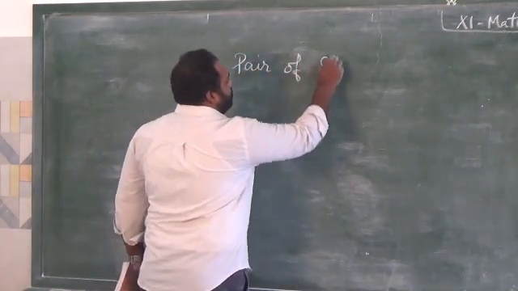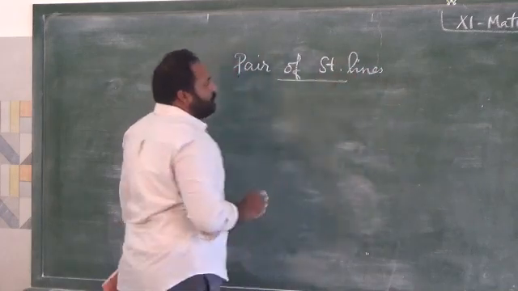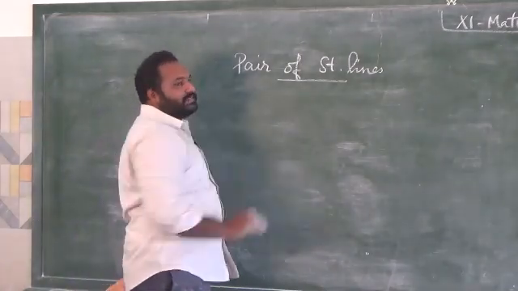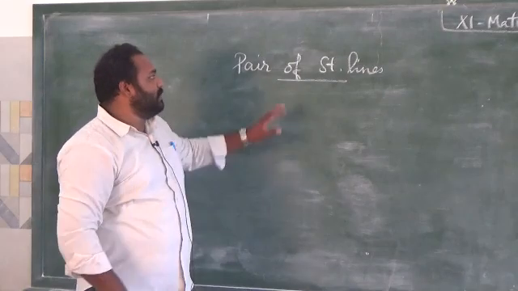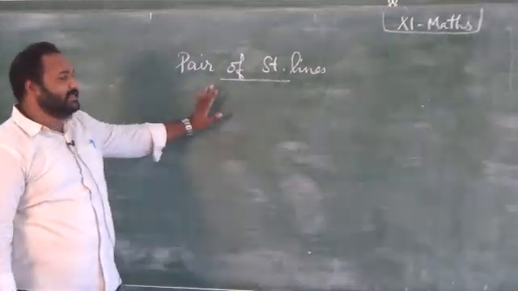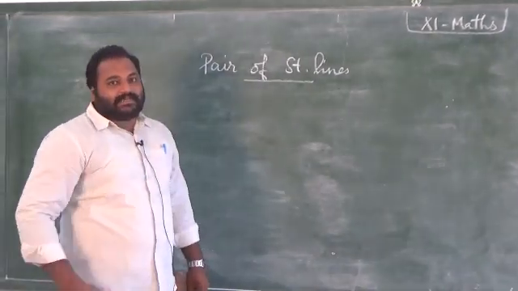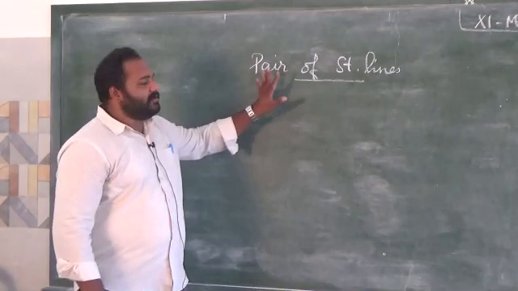Pair of straight lines. It is a very important topic in this chapter. It is the last topic in this chapter. Mostly the 5 mark questions will occur in this chapter only. This is exercise 6.4. Before we start the exercise, we will learn about a pair of straight lines.